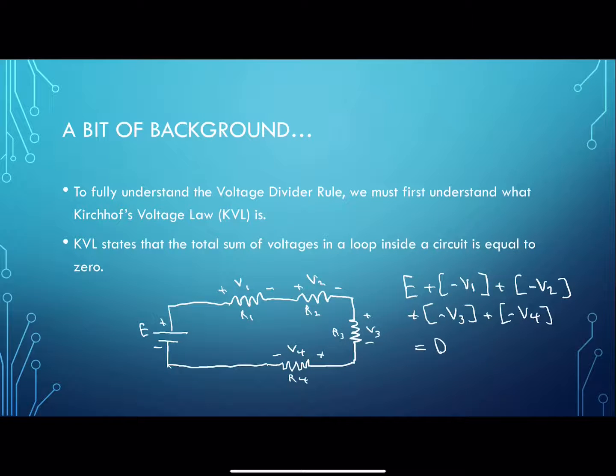A little bit of background before we start. To fully understand the voltage divider rule, we must first understand what Kirchhoff's voltage law, or KVL, is. KVL states that the total sum of voltages in a loop inside a circuit is equal to 0, as shown in the example below.